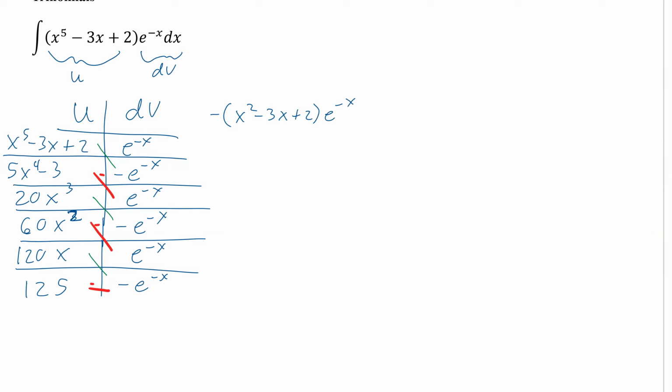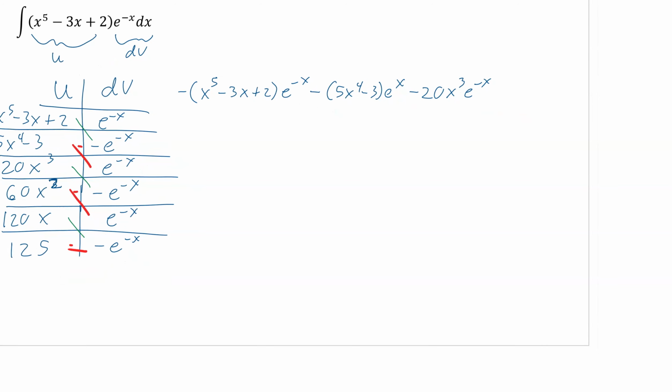And you can distribute that negative if you want. It's not squared, it's fifth. There. And then the next one would be also minus. So we get 5x to the fourth minus 3 e to the x. And then the next one would also be minus. So we're not getting an alternating on this one. And the next one would also be minus. And then we would get minus.